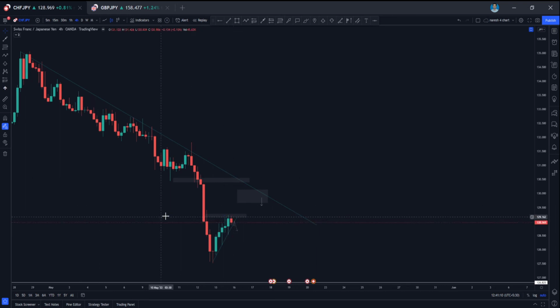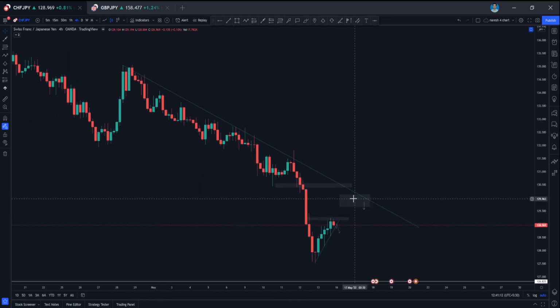Or else if it is coming up again to this trend line, which would be a 50 and 61% retracement, again I'll be looking for short entries from there.